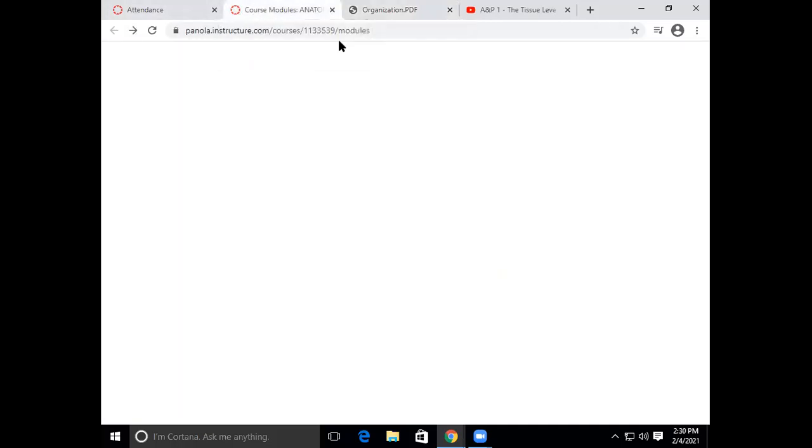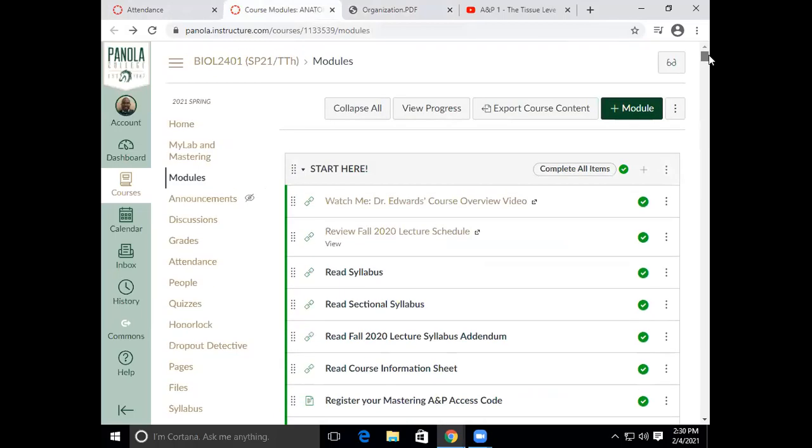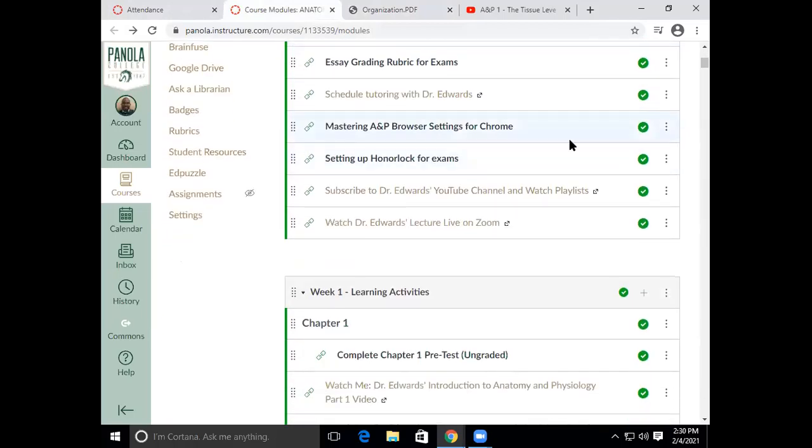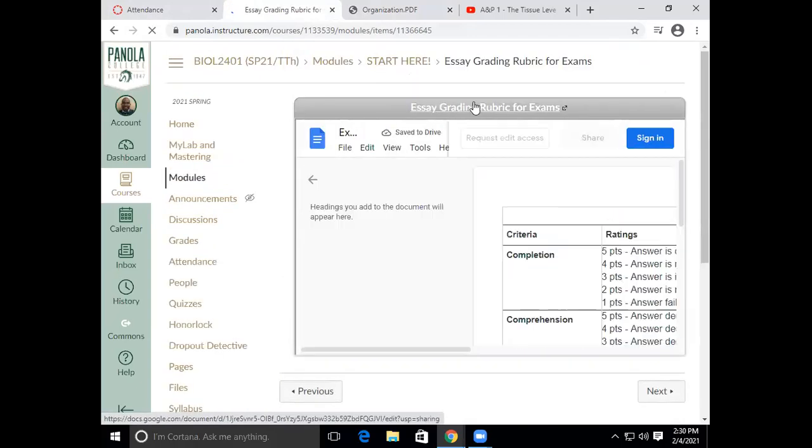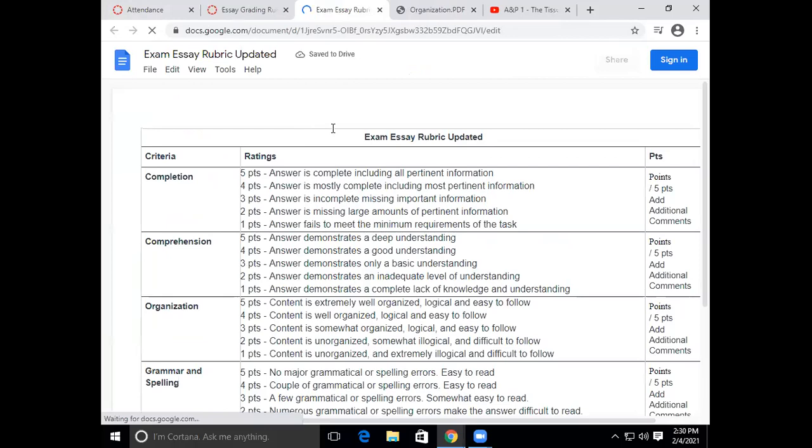If we go back to the modules and start here at the bottom, it says the essay grading rubric for the exams. Okay, so we'll go ahead and make this bigger so you can see it.